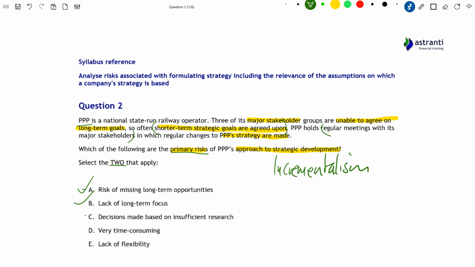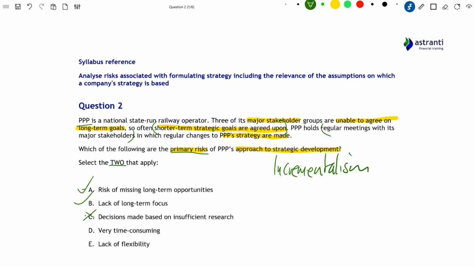Okay, so our next possible answer is decisions being made on insufficient research. Well, what do we know about incrementalism? Decisions are reached by using the consensus of opinion of a company's major stakeholders. This means that many different perspectives are considered. Now, this reduces the likelihood that decisions are going to be based on insufficient research because you have all these different perspectives and stakeholders to consult.